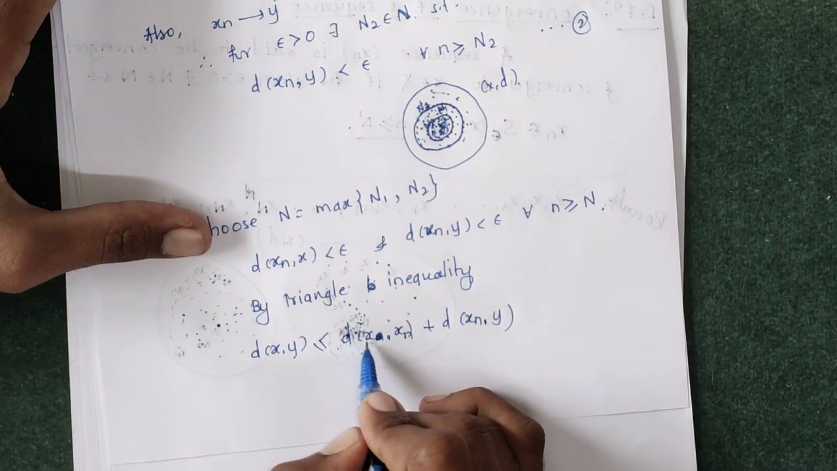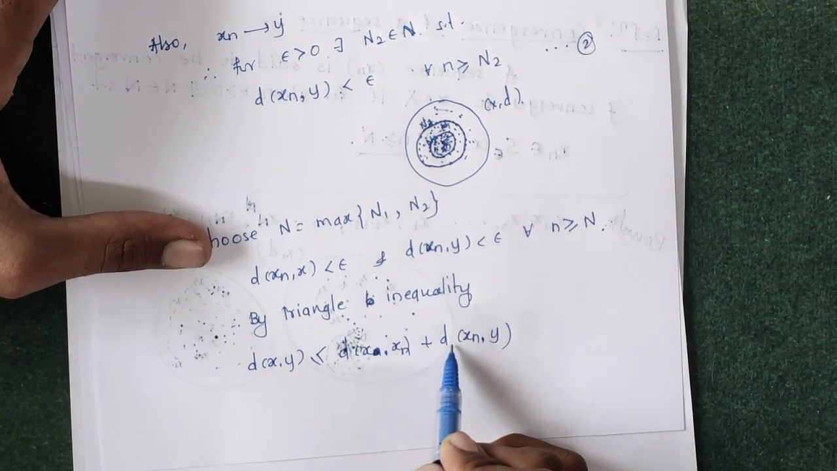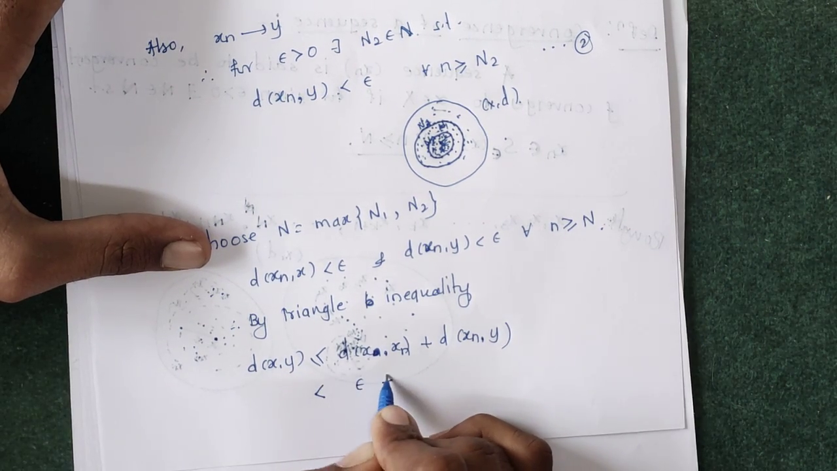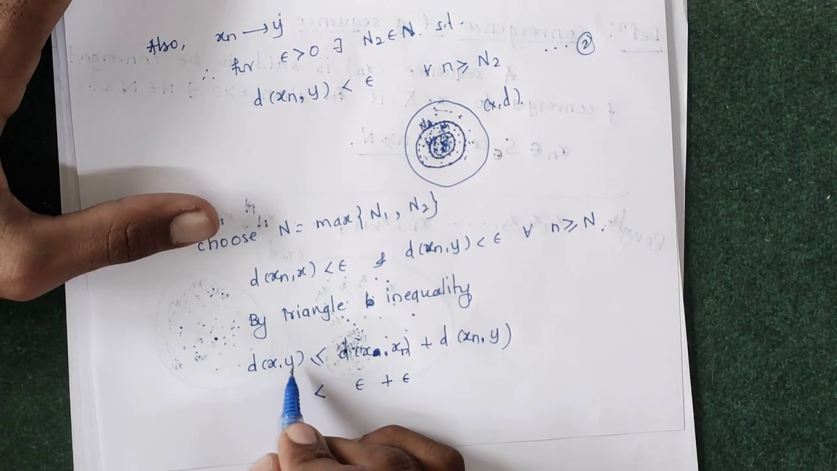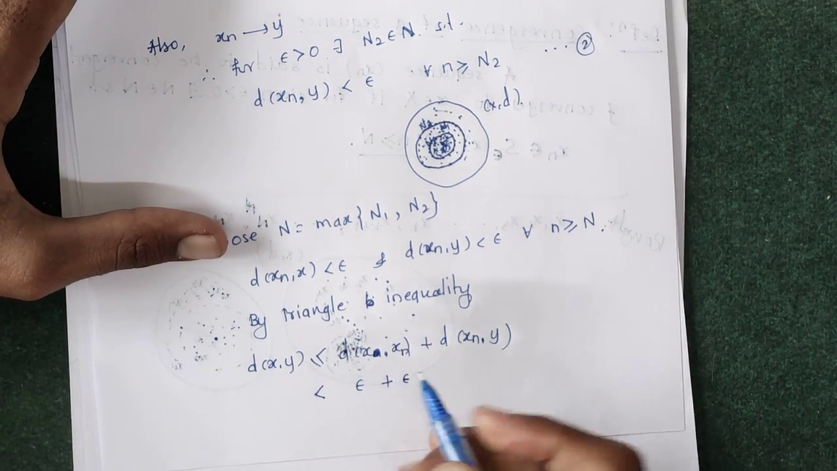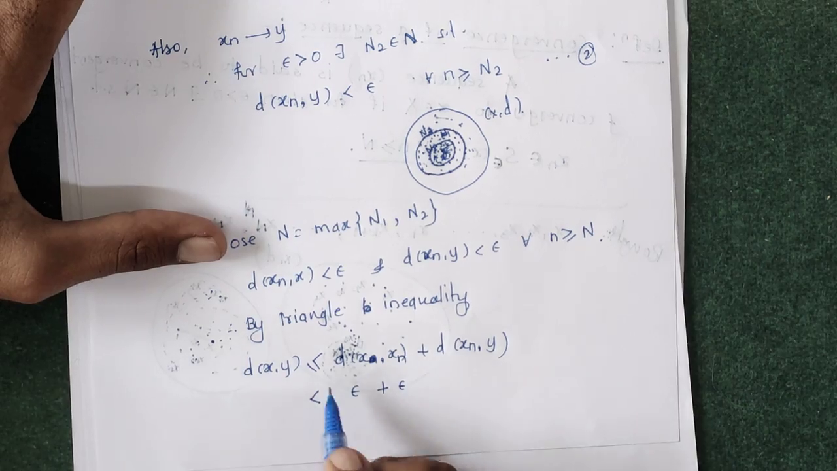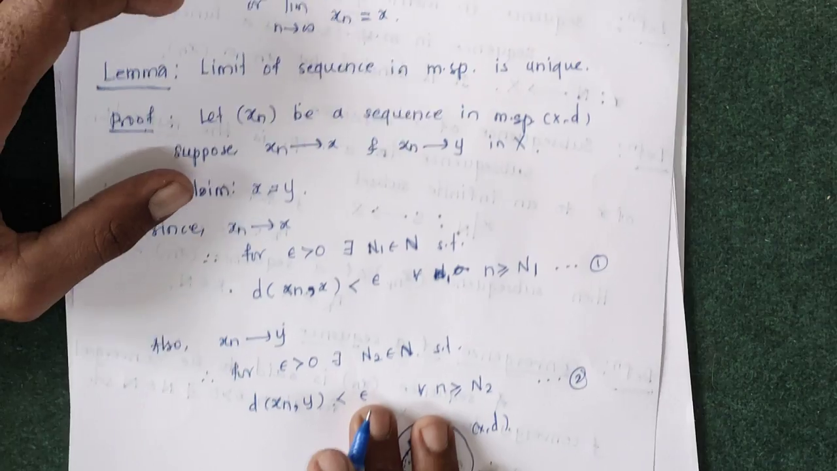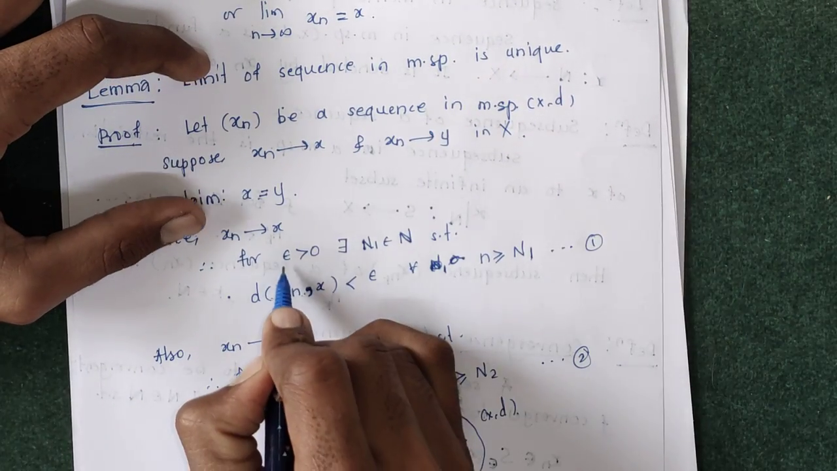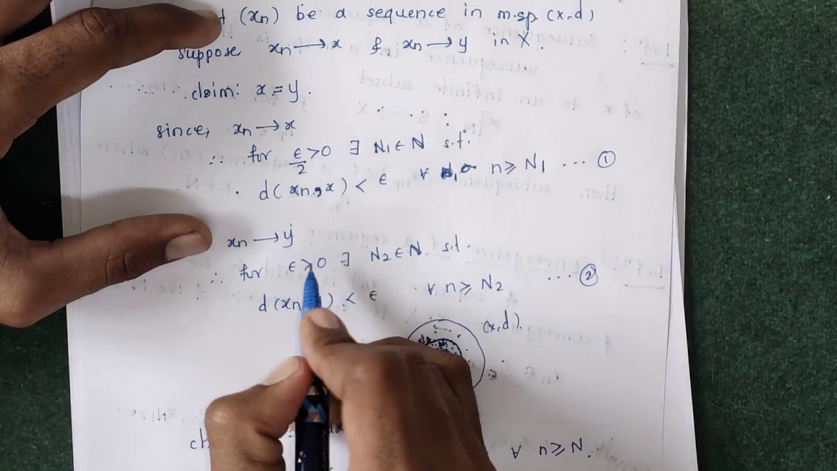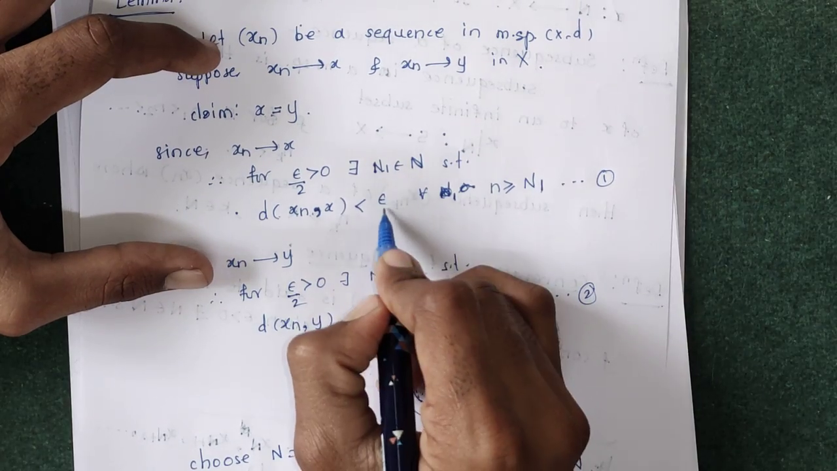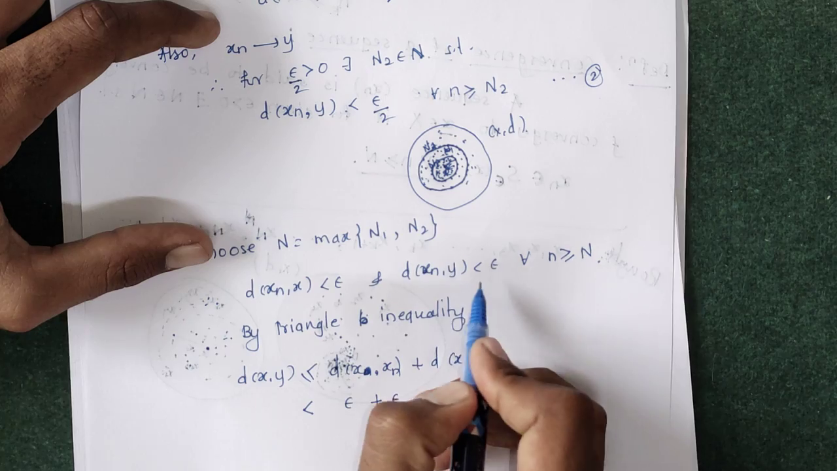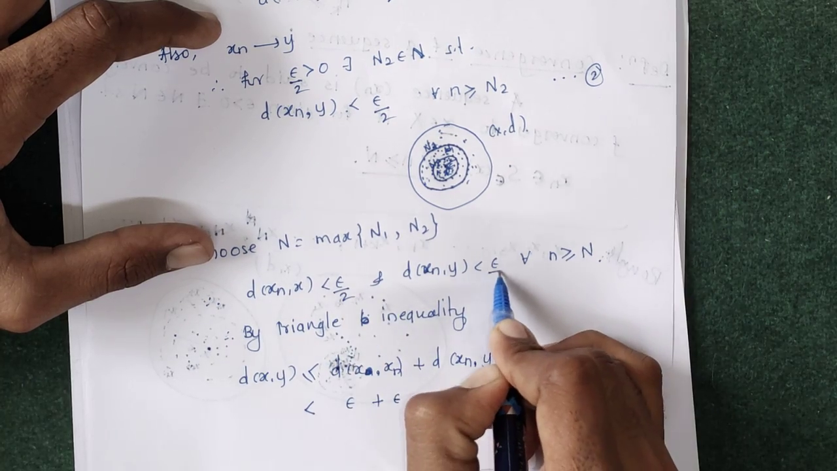Now clearly the distance between x and xn is less than epsilon, and again the distance between xn and y is less than epsilon. So epsilon plus epsilon will become 2 epsilon. The distance between x and y is less than 2 epsilon, but epsilon is very small, so epsilon tends to 0. So the distance between x and y tends to 0, that is, x and y are equal. Instead of taking epsilon in both cases, if we take epsilon by 2 positive, and each distance is less than epsilon by 2, then we can write the sum is less than epsilon by 2 plus epsilon by 2.